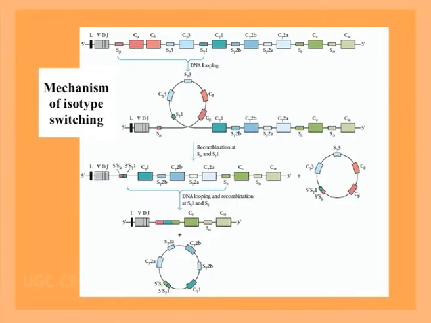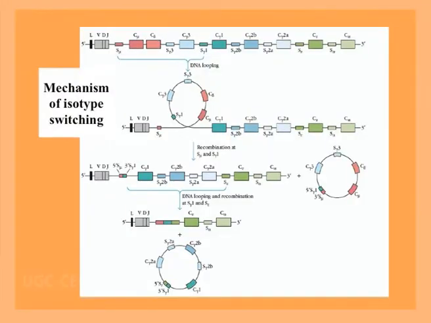Now, class switching needs these switch regions, an enzyme, also called activation induced cytidine deaminase or AID enzyme, and also cytokines. As I told you, cytokine is the external factor which induces the class switching, and in the germline DNA, the switch region and switch recombinase, these 2 components together carry out the recombination and switching over. Now, what happens?